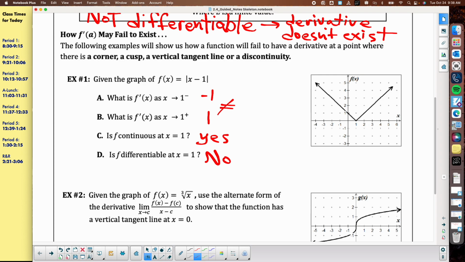Now, from this picture, this is supposed to teach us that sharp points do not have a slope. We're gonna run into sharp points frequently. But this is the definition reason of why they don't have a slope, because the slope on the left and right is totally different.